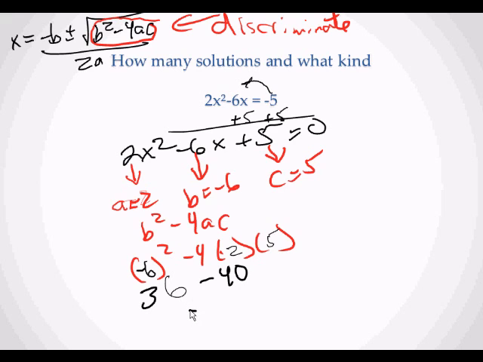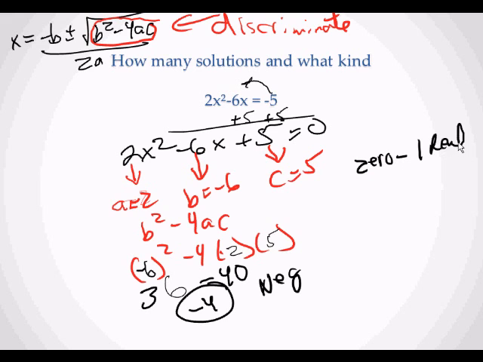Negative 6 squared, negative 6 times negative 6 is 36. Negative 4 times 2 is negative 8. Negative 8 times 5 is negative 40. 36 minus 40 is a negative 4. So my answer is a negative. I don't care what the answer is. I just want to know if it's 0, positive, or negative.